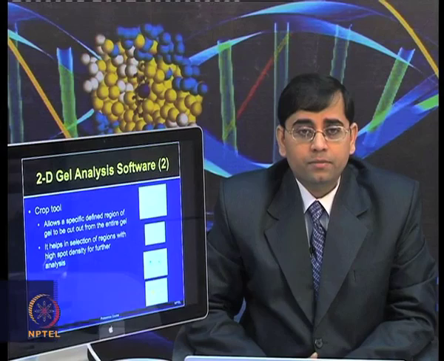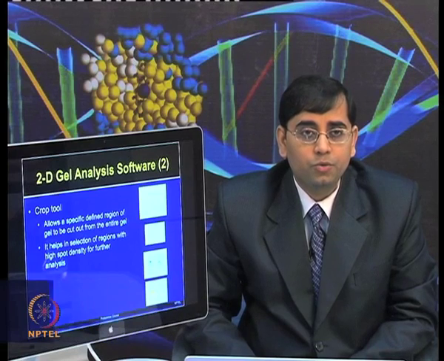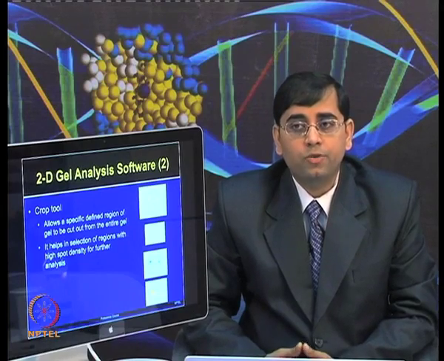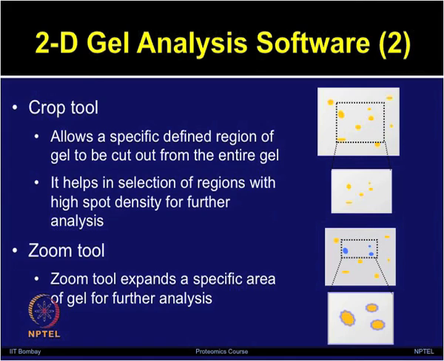So, the crop tool is the first part which you would like to use. If in your gel you have some extra regions where you do not have any spot of interest, probably you would like to crop those regions and crop both your control and treatment gels uniformly. This crop tool allows a very specific defined region of the gel to be cut from the entire gel. It helps to select the region with the high spot density, which can be used for doing further gel analysis.